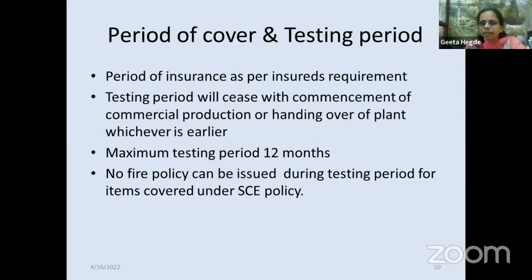Period of cover and testing period. Period of insurance is as per the insurance requirement. It can go beyond 12 months or less than 12 months. Testing period will cease with commencement of commercial production or handing over of the plant, whichever is earlier. Maximum testing period can be 12 months and not more than that. No fire policy can be issued during the testing period for the items which are covered under the SE policy. So even if the erection is completed, but testing is not completed, then a standard fire policy cannot be issued till the time the testing is completed.